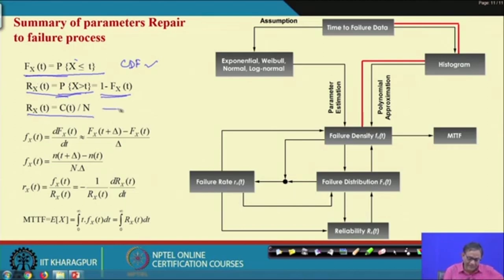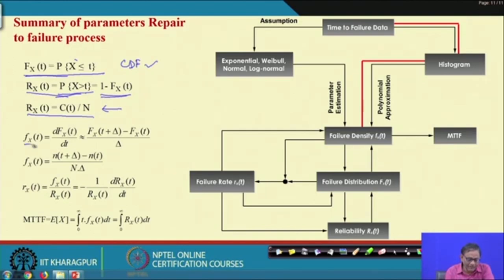Then we have shown that you do a random experiment, and in this experiment N identical units are put under test, and then you observe how many are surviving after certain time intervals. Ct is basically the number of units surviving at t equal to 0, t equal to 1, t equal to 2, something like this, and N is the number of units under test at t equal to 0. So at t equal to 0, R_x(t) will be 1, and slowly it will decrease, and at the end of the life cycle it will basically be 0, but theoretically it is 0.